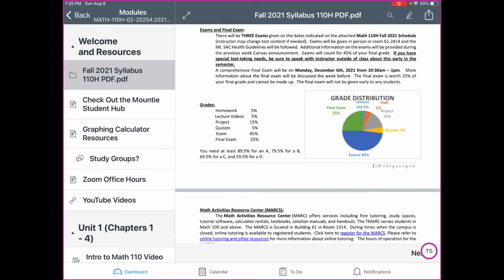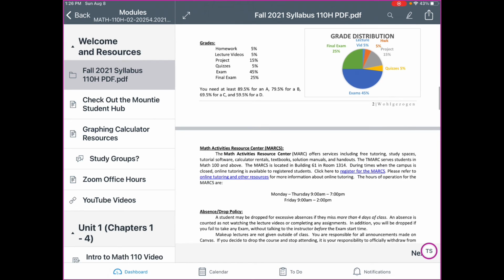And also, if you have any special test taking needs, you need to make sure you talk to me early in the semester so we can make those accommodations. A comprehensive final exam will be on Monday, December 6th from 10:30 a.m. to 1 p.m. on campus. More information about the final exam will be discussed the week before, and the final is going to account for 25% of your final grade. It also cannot be made up or given early, so keep that in mind.